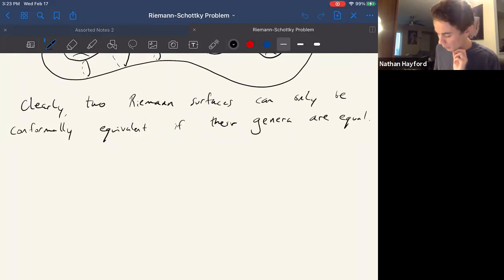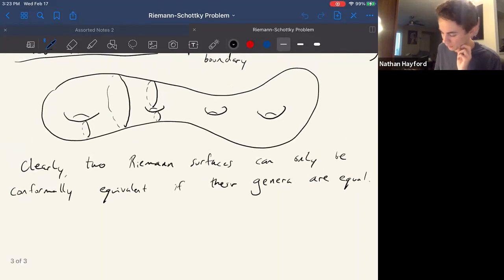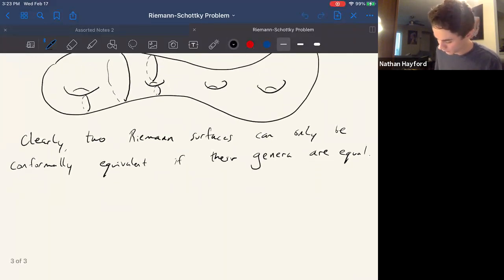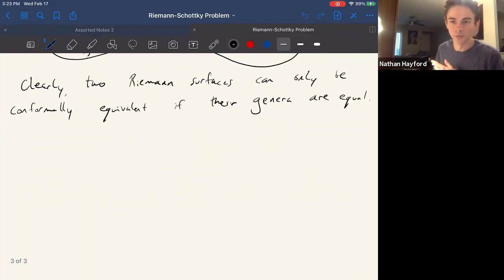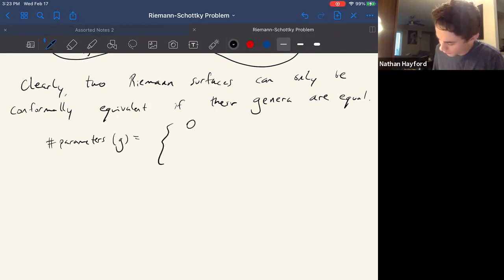So what we're talking about is conformal equivalence of closed Riemann surfaces without boundary, and two can be equivalent only if their genera are equal. And what is the number of parameters we need to know whether or not two Riemann surfaces are equivalent? Well, the number of parameters, which I'm going to write as a function of the genus, is equal to, well, there are none if the genus is equal to 0. There's only one simply connected closed Riemann surface, and it's the Riemann sphere.